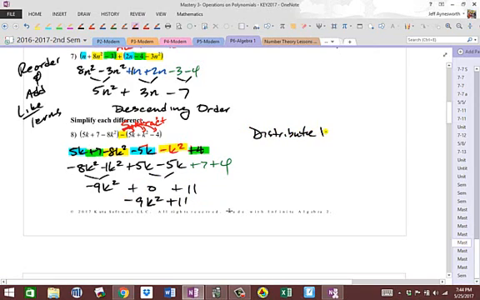Distribute first, all right? You want to regroup. That's exactly how I taught it back in the day. Regroup and add like terms, right? One of the most basic principles in elementary math right here, add like terms. All right, there you go, easy.